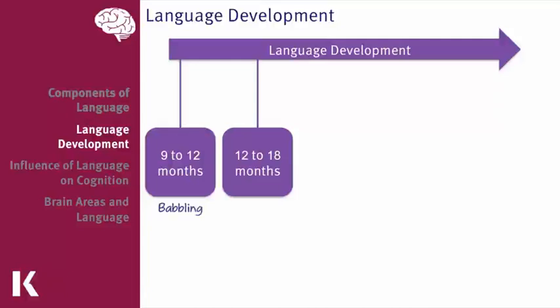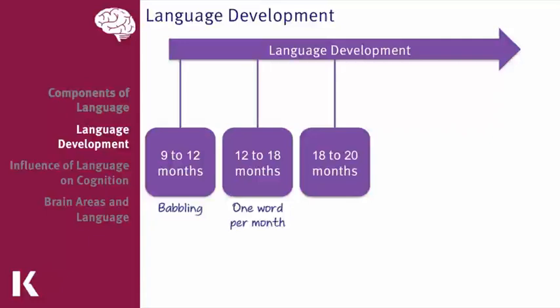At about 12 to 18 months, the child begins to learn 1 word per month and learns to put inflections in those words as well. For example, a child might look at an apple, point at it, and say, "Apple," essentially asking for that apple.